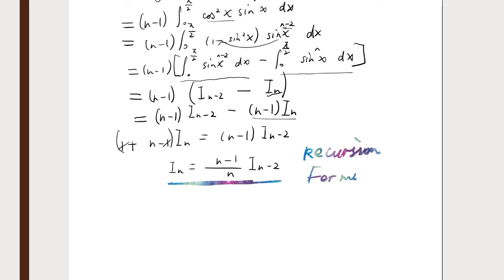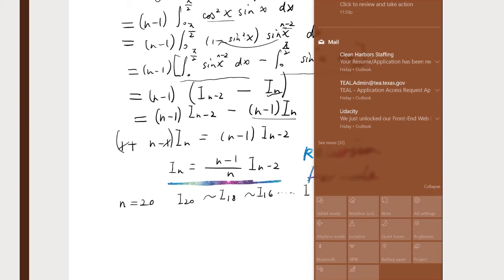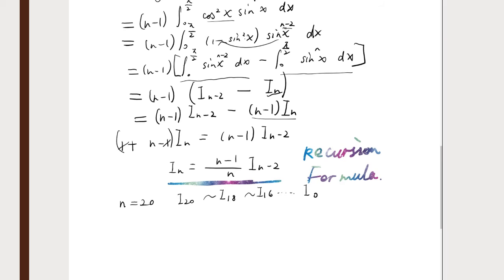Okay, so we have found the recursion formula for this integration. All we need to do next is to lower the n. For example, if n equals 20, from this equation we can find a relation between I20 and I18, and then I18 has a relation with I16, and later we're going to find the relation to I0. This is when n is an even number.